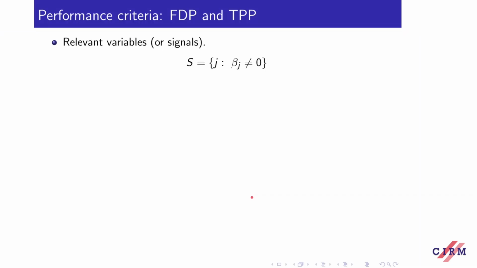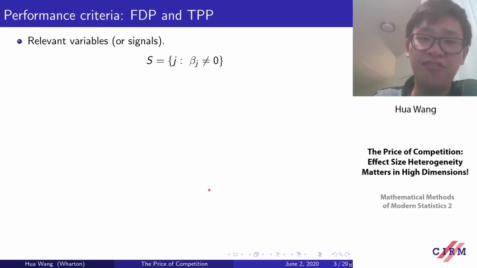Before we talk about anything in detail, let's first talk about the performance criteria that we use to evaluate a model selector. It turns out that a good set of criteria are the FDP and TPP, the false discovery proportion and the true positive proportion. To start with, we define the relevant variables, or signals, as those variables that have non-zero coefficients in the true model.